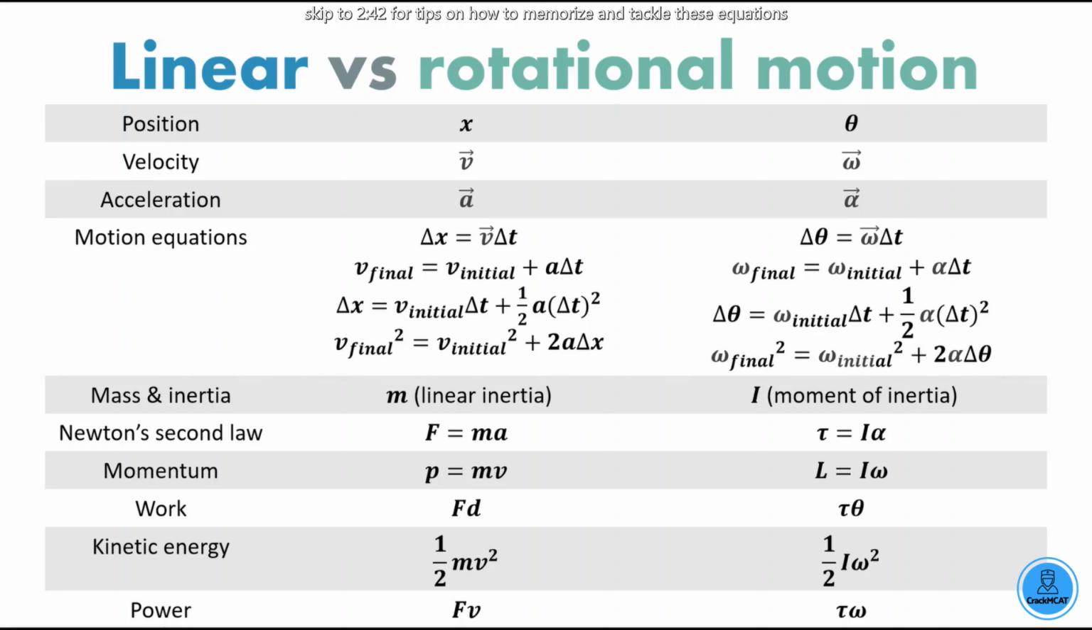So first, for position, we usually use a variable x for linear motion, theta for rotational. Velocity is v for linear, and rotational is a w. Acceleration is a for linear, alpha for rotational, so these are pretty easy to keep track of. And then we have our motion equations.